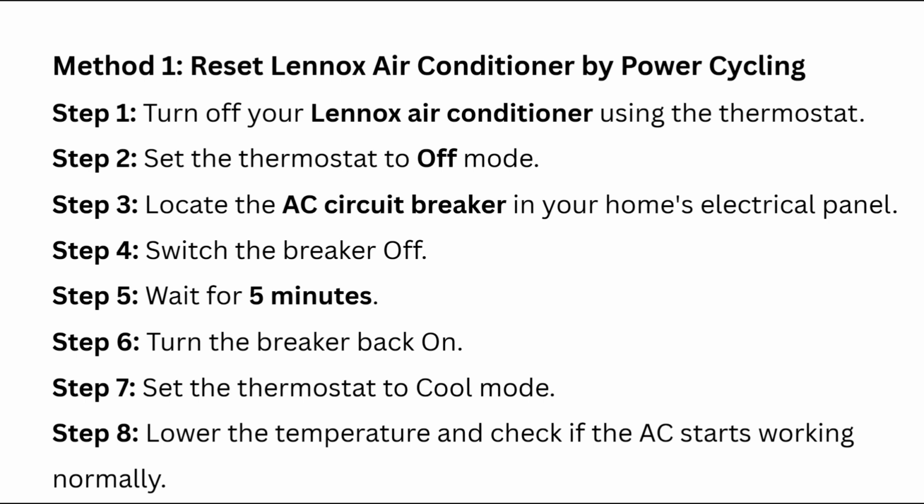First, turn off your Lennox air conditioner using the thermostat. Then set the thermostat to off mode and locate the AC circuit breaker in your home's electrical panel. Switch the breaker to off and wait for 5 minutes.